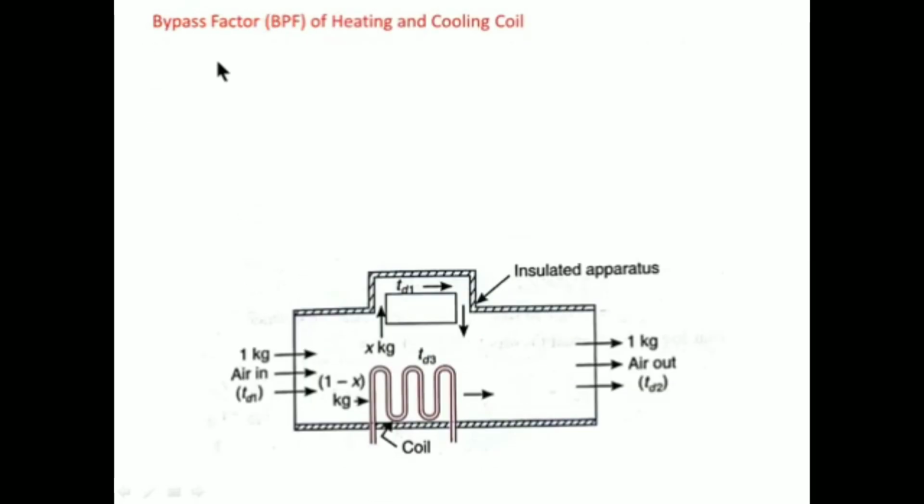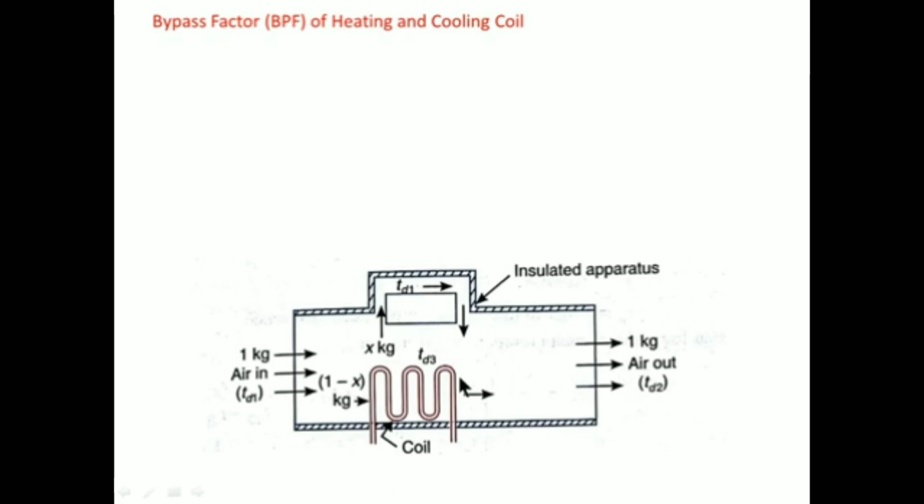Now next is about the bypass factor, which is denoted by BPF, of a heating or cooling coil. BPF is an important term related to heating and cooling coils. It can be considered that 1 kg of air is entering at a temperature TD1. It passes over the coil, which may be a heating or a cooling coil, and X amount of air does not come in contact with the coil. So the amount of air which comes in contact with the cooling or heating coil is 1 minus X kg, and air leaves the insulated apparatus at a temperature TD2.